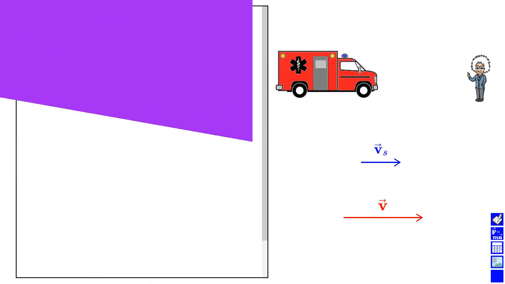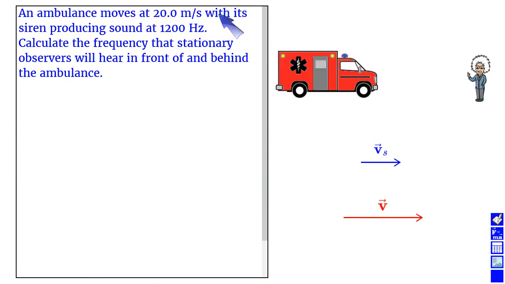Let's look at an example where we can use the Doppler effect formula to solve a word problem. An ambulance moves at 20 meters per second with its siren producing sound at 1200 hertz. Calculate the frequency that a stationary observer will hear in front of and behind the ambulance. So we'll start by writing down the Doppler effect equation that we derived earlier.